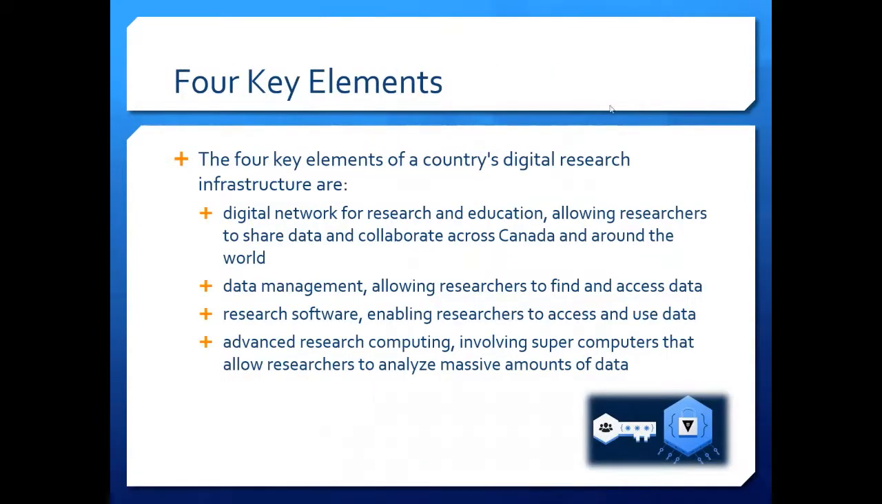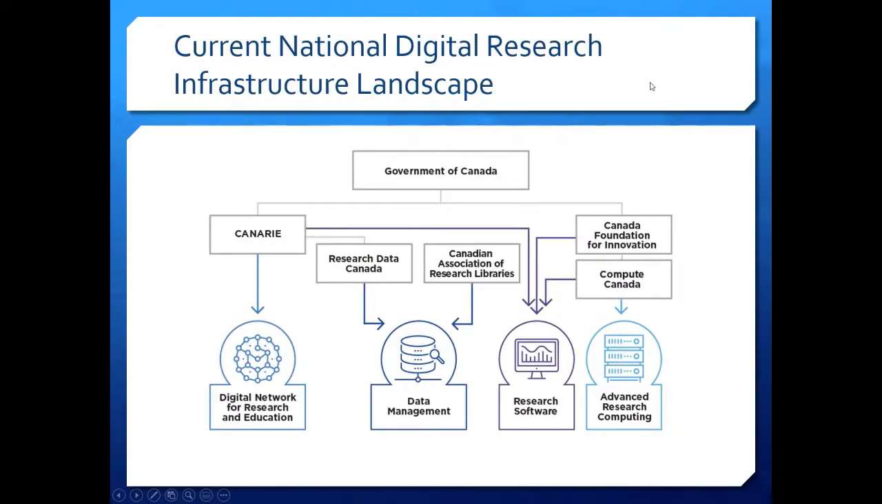So moving on to the next slide, we've got 4 key elements. So the 4 key elements of a country's digital research infrastructure include some of the following things. So a digital network for research and education, allowing researchers to share data and collaborate across Canada and around the world. The second one is data management, so the way that we manage our data and the supports that are put in place to find and access our data. We then have research software, so this enables researchers to access and use their data. And finally, advanced research computing involving supercomputers and the technology that's required to analyze massive amounts of data.